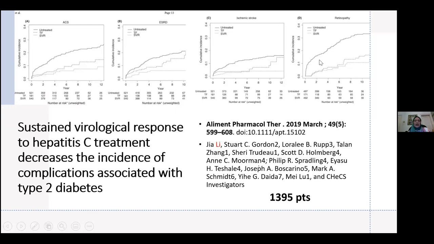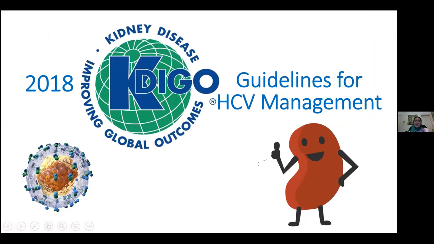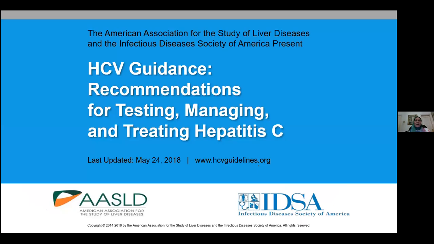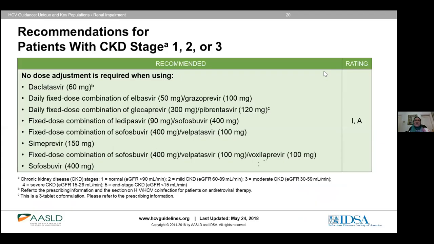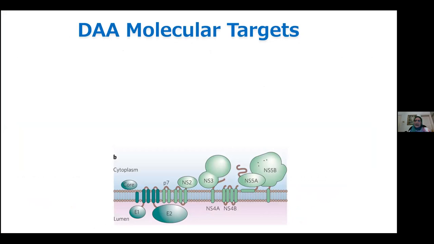And we get our guidelines from the KDIGO guidelines, last updated 2018, and American Association of the Study of Liver Disease. And I put this year, 2018, just to compare, but it's being updated every few months. And the guidelines say that in patients with CKD stages 1, 2, and 3, you can use whatever drug combinations with no dose adjustment.